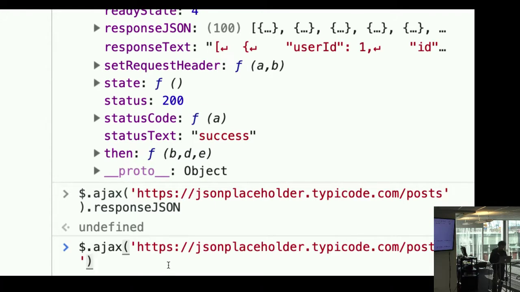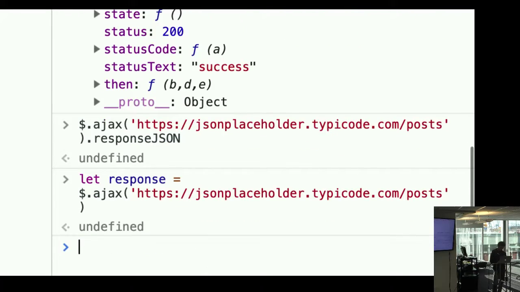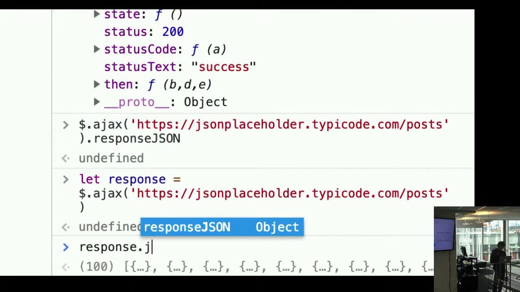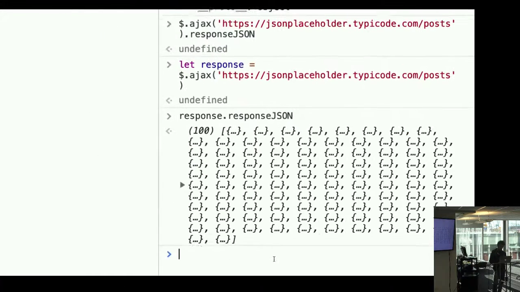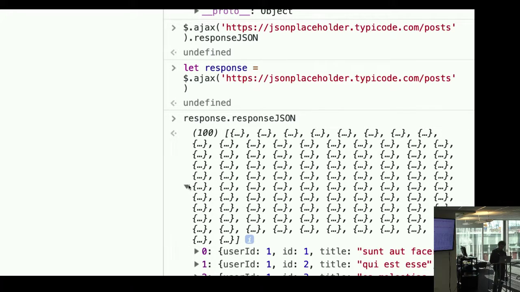So I tell myself, okay, how about I save it to a variable? I can go let response equal this thing here, and then maybe go response dot response JSON. Cool, okay, that got me what I wanted. Awesome. Yeah, I got all the things that I wanted.